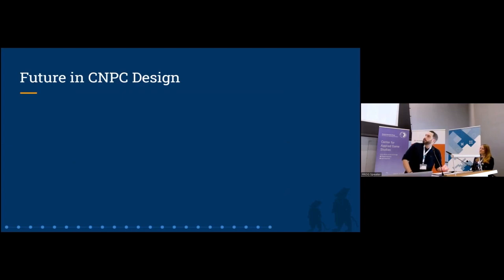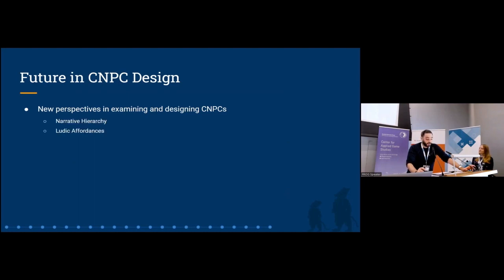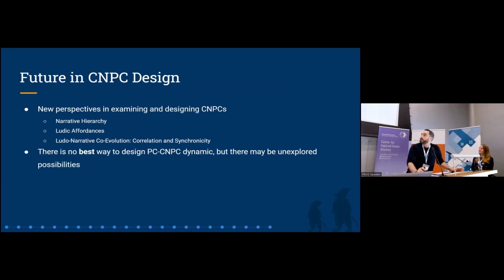So, to wrap up this talk, when looking at the future of companion CNPC design, we've demonstrated new perspectives that may be considered. These are the narrative hierarchy and Ludic Affordances, as well as the Ludo-Narrative Co-Evolutions, Correlation and Synchronicity. Next, despite there being no absolute way of designing the dynamic between the player character and the CNPC, there may be unexplored possibilities, such as the use of a negative co-evolution.